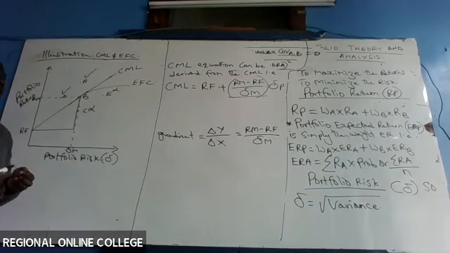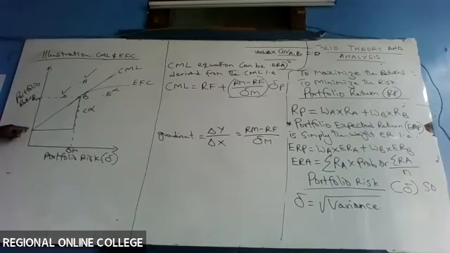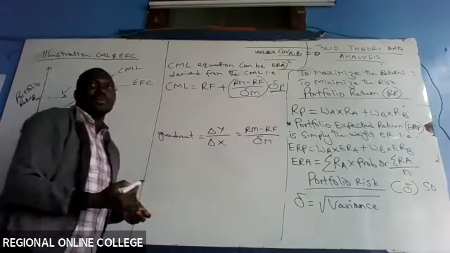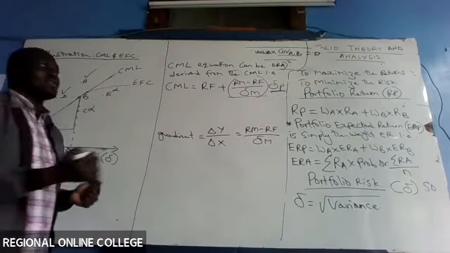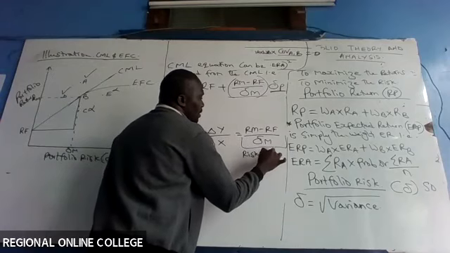Now, if it hits the y axis, it is RF, because it is the expected return. So it's from here to here plus the gradient. Then we have to bring in the risk of the portfolio, which is the standard deviation. In finance, this one is what we call the risk premium.